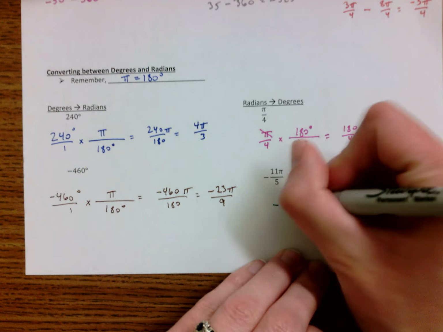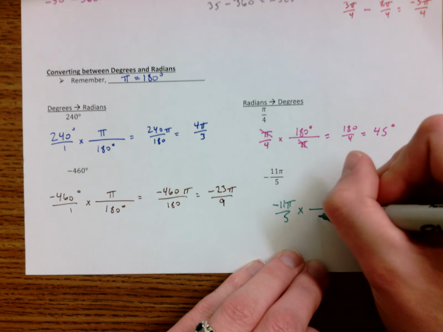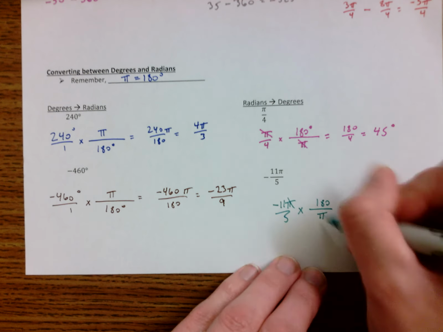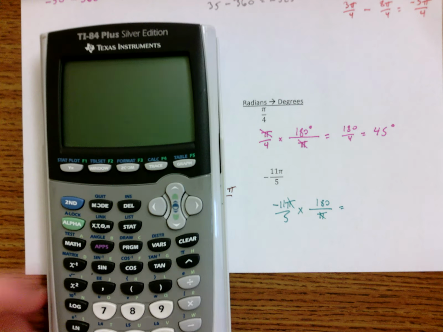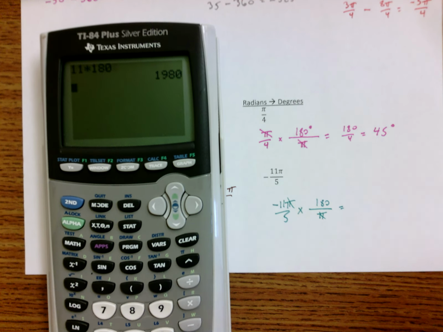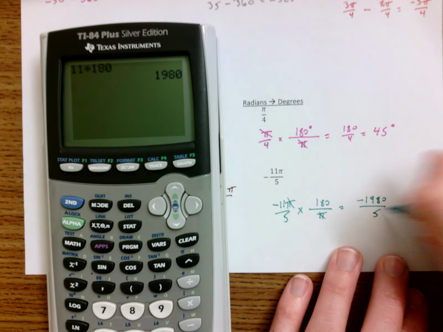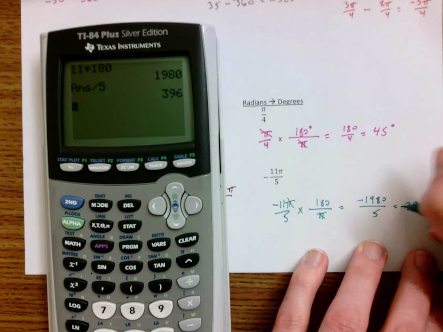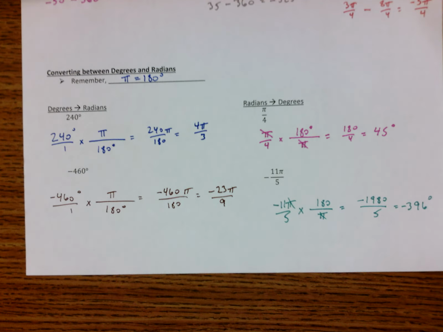So I'm starting with negative 11 pi over 5. I'm trying to get rid of the radians. So I want to put the radians on the bottom, and I'll put degrees on the top. The pi's are going to cancel each other out, and then I'm going to multiply straight across. So negative 11 times 180. I don't know this one off the top of my head. So 11 times 180, that's going to be negative 1980 over 5. When I divide that by 5, 396 negative. Make sure you don't drop that negative. So that's negative 396 degrees.